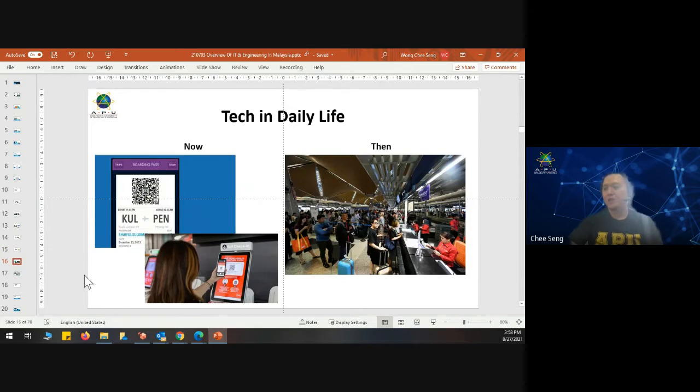Yeah, this one I think everybody is missing for almost 2 years. QR boarding pass, online registration, check in. Back then, if you want to fly, you have to be in the airport at least 2 hours. But to be safe, a lot of people will be there 4 hours earlier just to check in their luggage, just to queue up and everything.